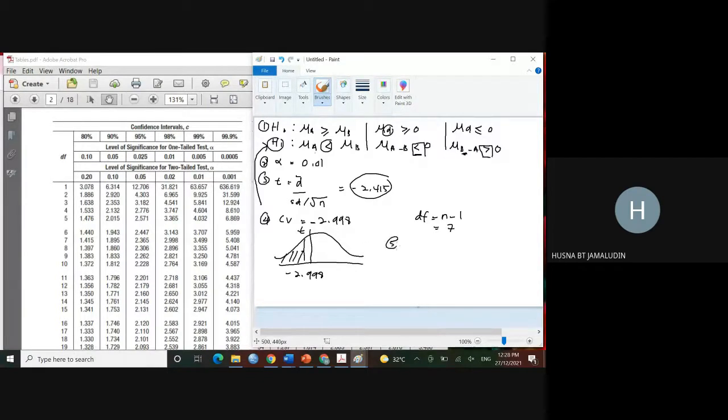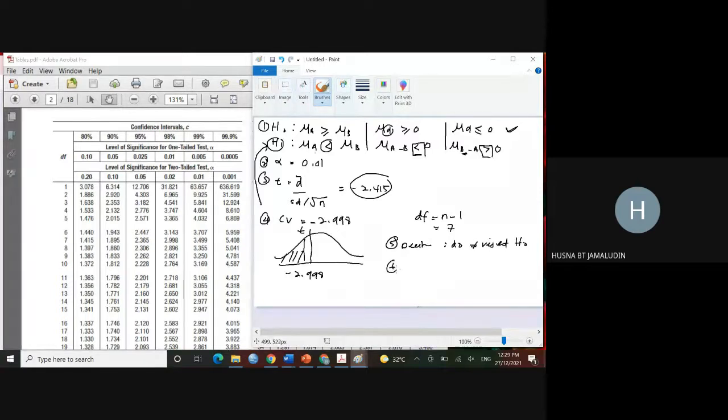So number 5, what is your decision? When it is outside, you say do not reject the H null. If it is inside the rejection region, then you have to say reject. But it is outside, so do not reject the H null. What is your H null? This one, the first line.